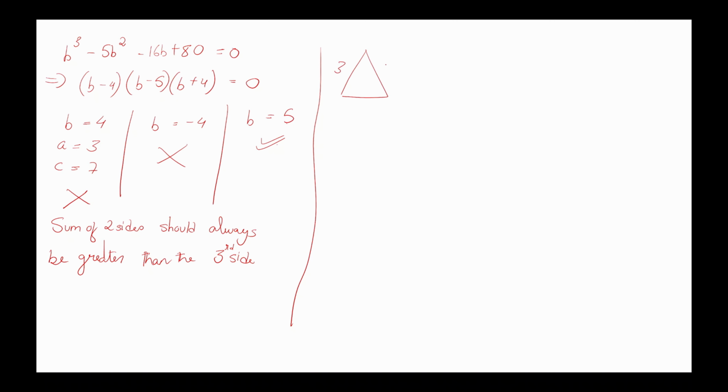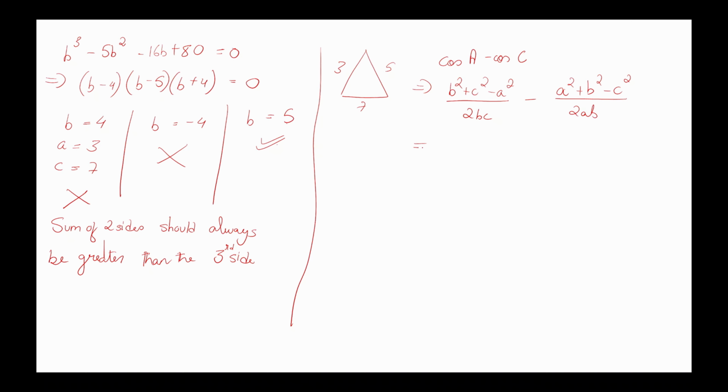So here I have 3, 5 and 7. So this is my triangle. Now what is the value I need to find out? I need to find out cos A minus cos C. So let me just find it out. This would be b square plus c square minus a square upon 2bc, minus, here I would have a square plus b square minus c square upon 2ab.